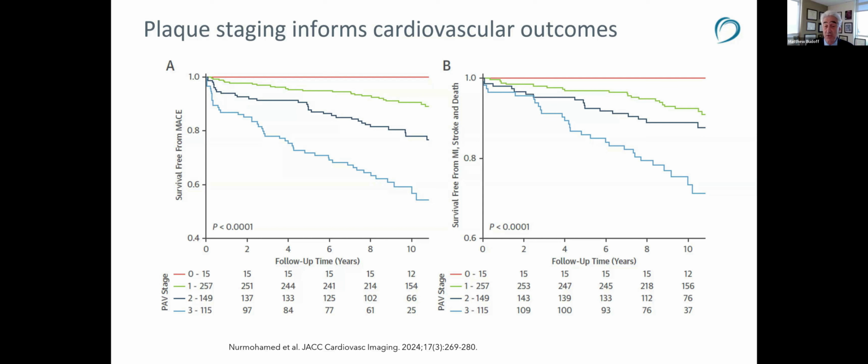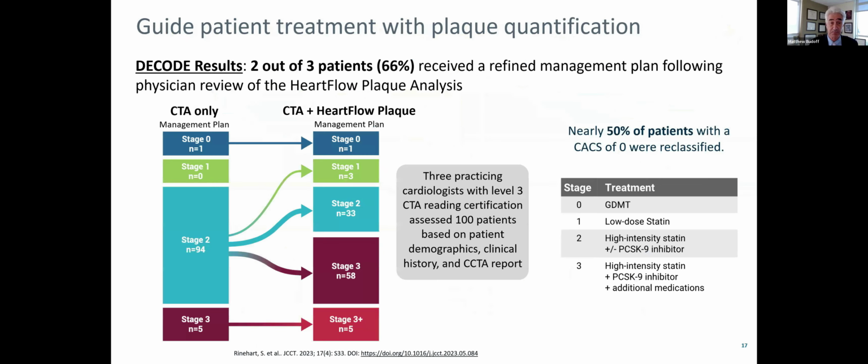As we go to dark blue, stage 2, we see more events. And as we go to stage 3, we see even more events. And I'll take you through the stages in a little bit as far as exactly how much plaque that represents, but more plaque, worsening cardiovascular outcomes. This was a nice study. This was done by Sarah Reinhardt, looking at the DECODE study.